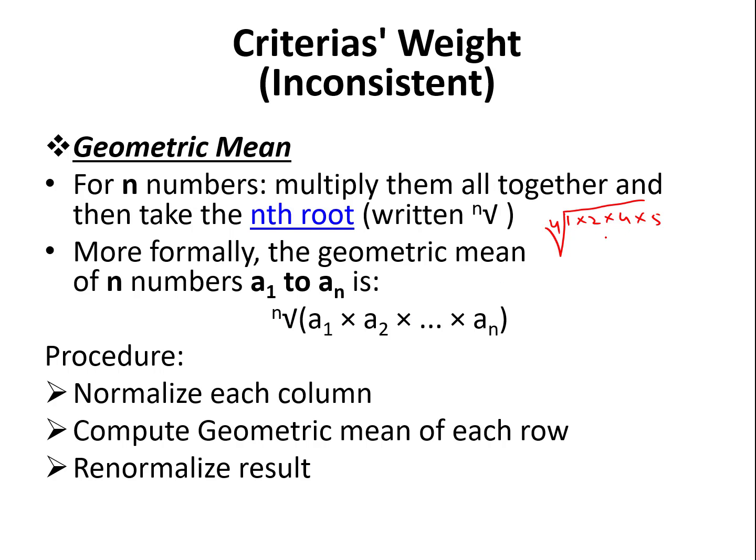So how will you use this? Normalize each column, then compute the geometric mean of each row. Before, if you remember, we took the average of the normalized matrix rows. In the analytical hierarchy process, we just took the average in order to calculate the priority vector. Now you need to compute the geometric mean of each row and renormalize the result.